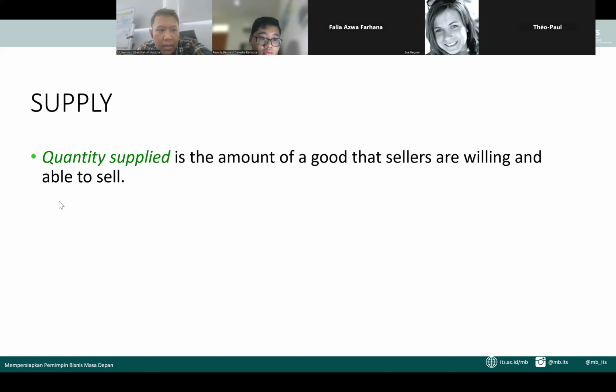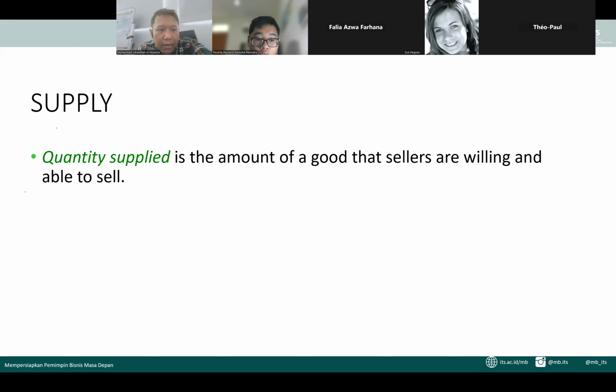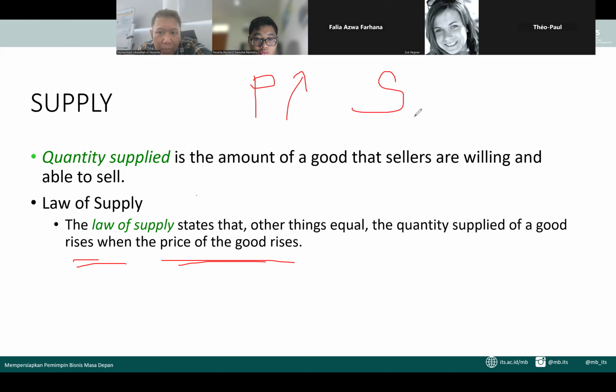Okay. So the quantity supplied, we speak about sellers that are willing and able to sell. Next, we have the law of supply. It states that, ceteris paribus, the quantity supplied of a good rises when the price of the good rises. So when we have a price increase, what will happen to the supply?